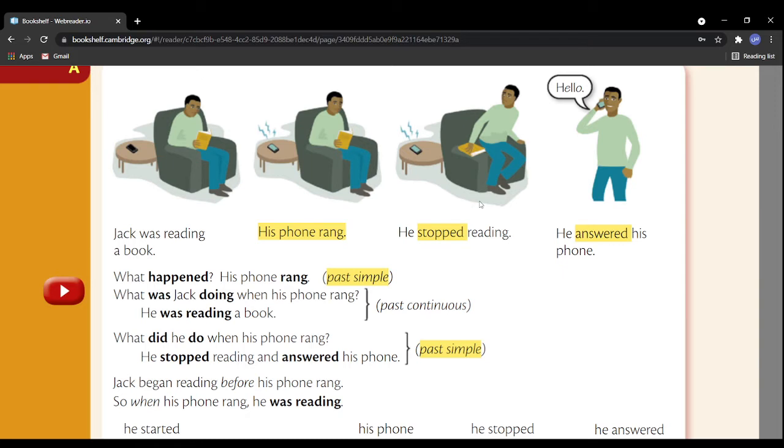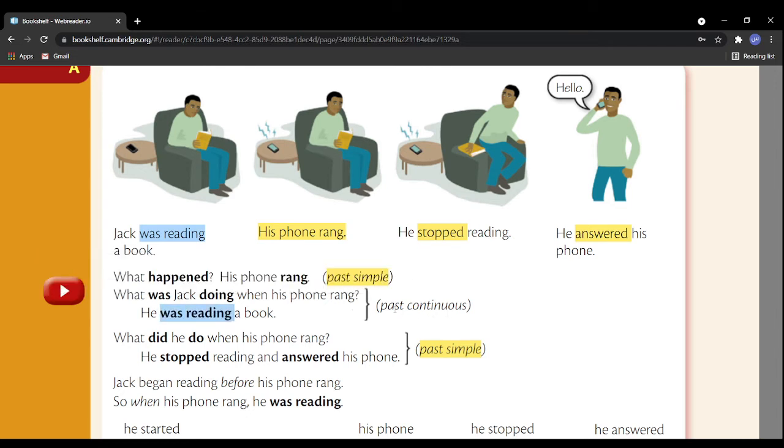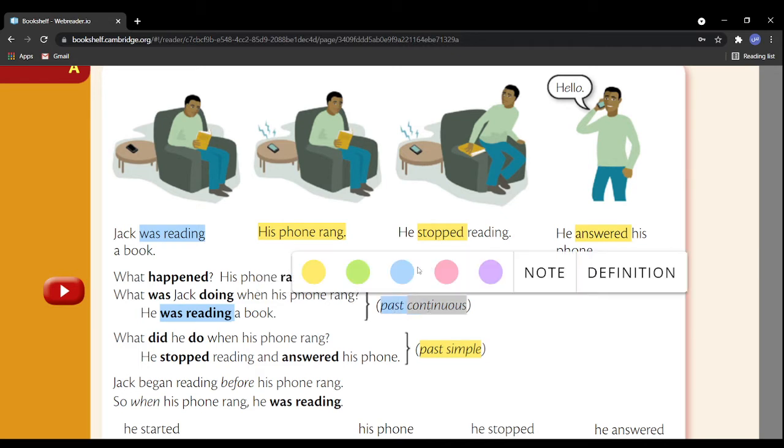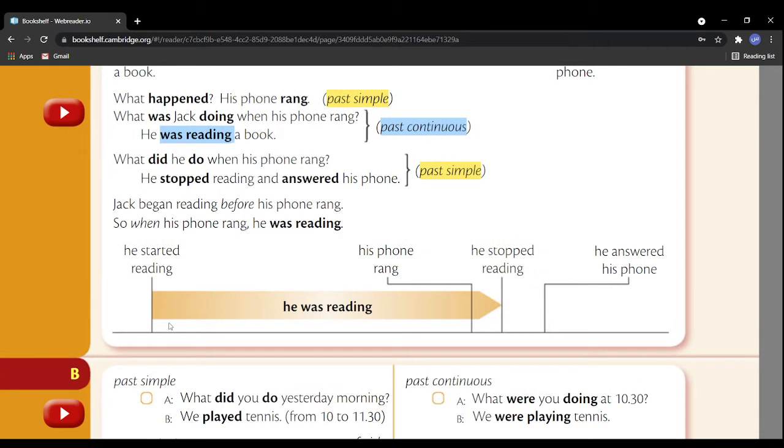Now if you want to see the past continuous, you see it here. Was, your verb to be, plus ing, right? See it here. Was reading. It's the same thing. So this is what? Past continuous. The question was, what was Jack doing when his phone rang? عندما رن الجرس. He was reading. That's a continuous action. Let's go here and see the analysis.